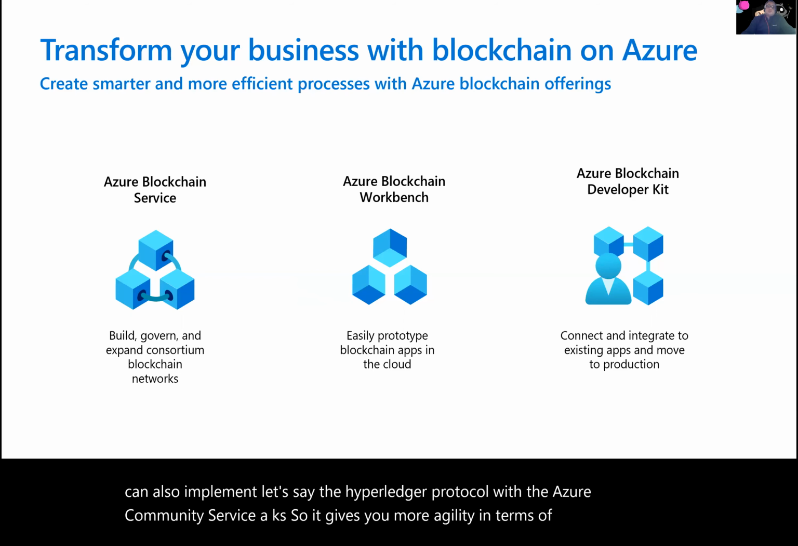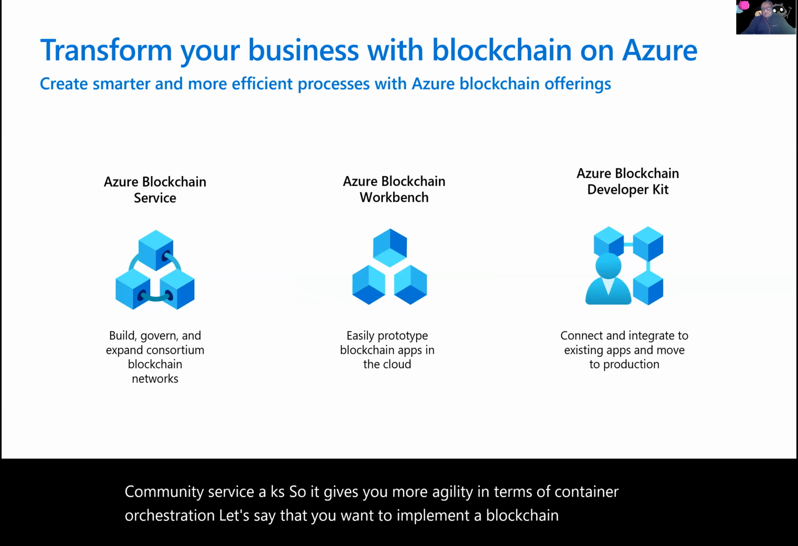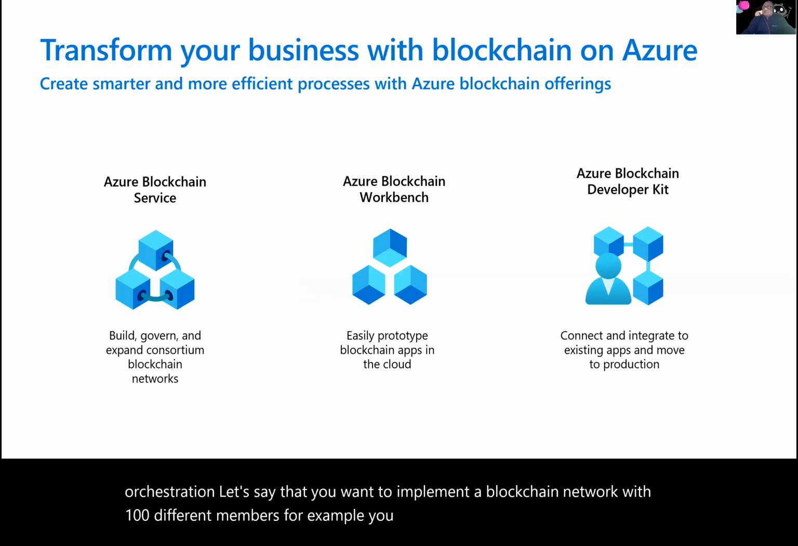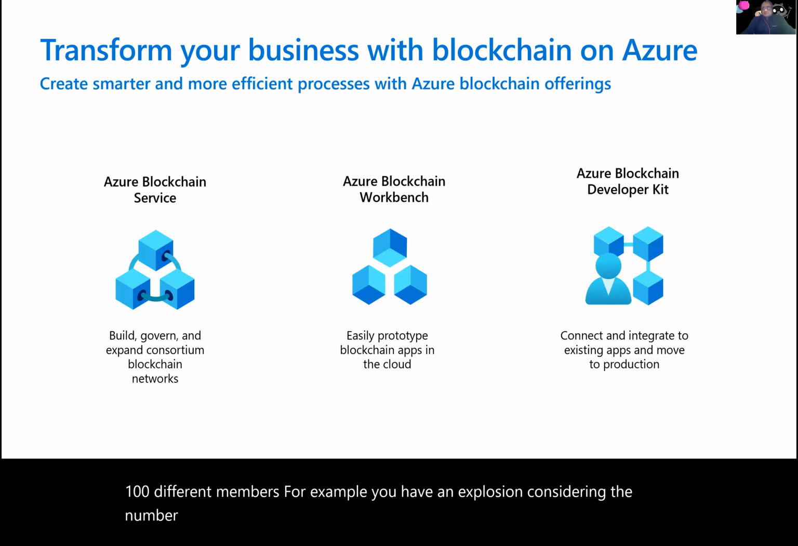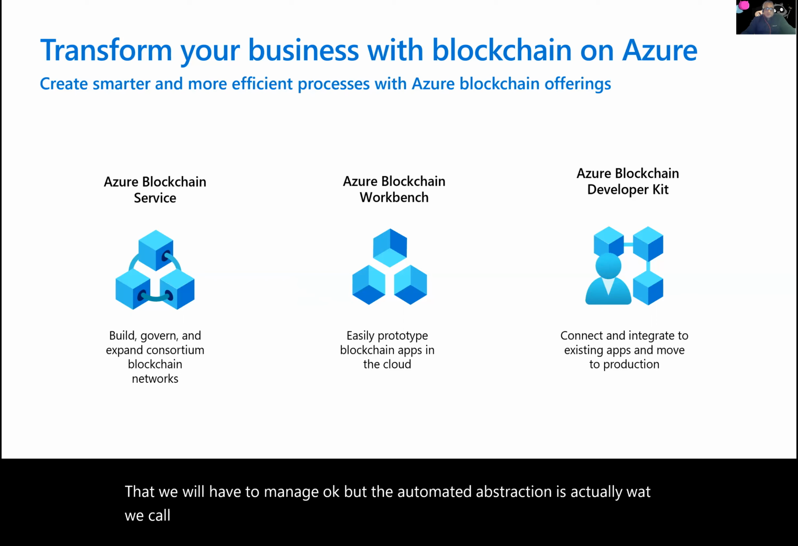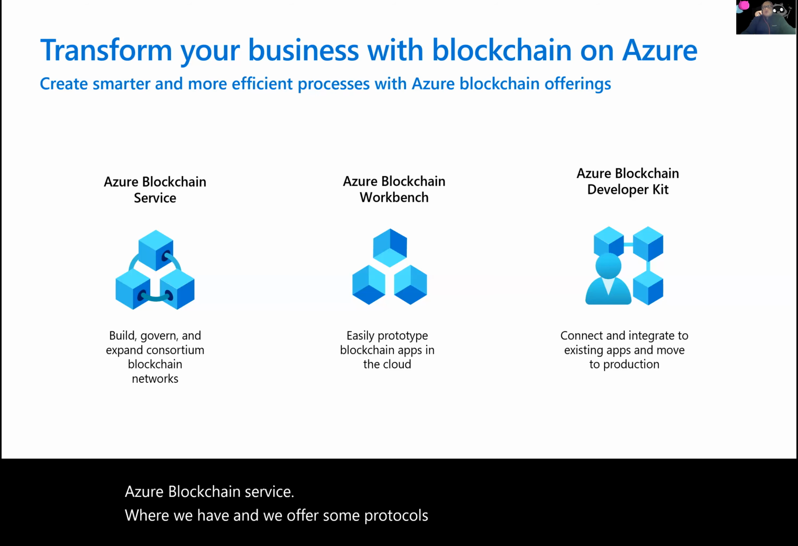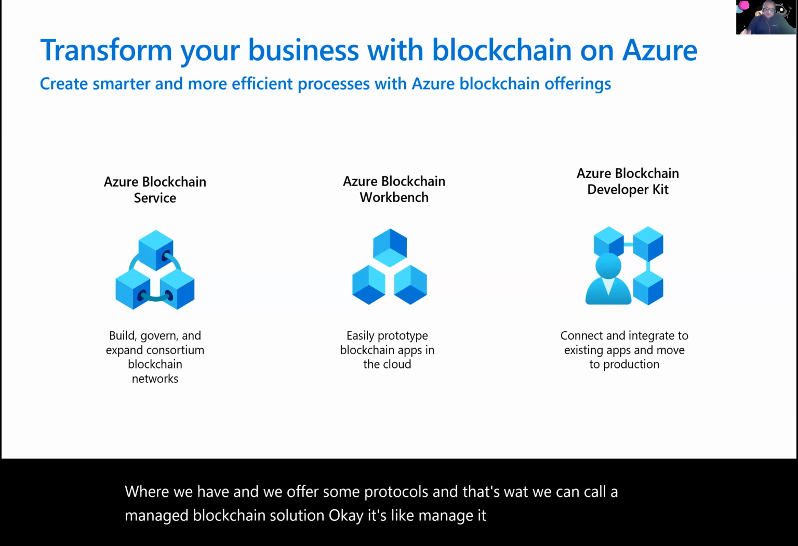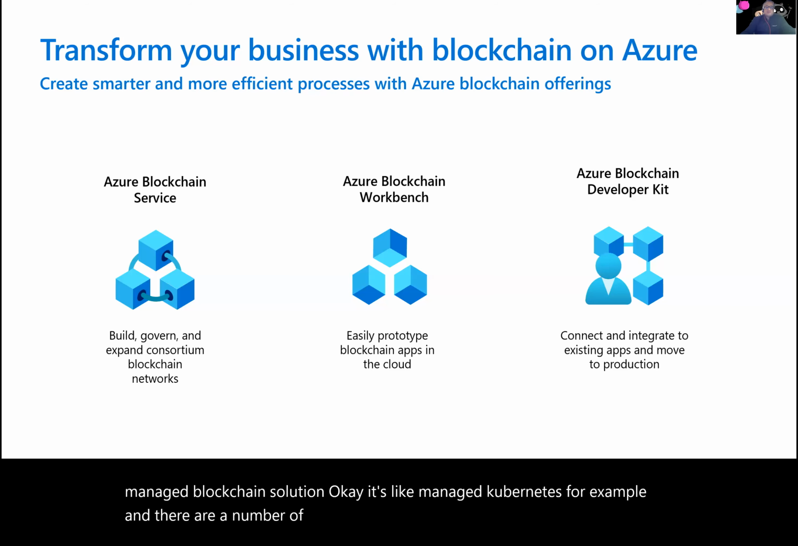Let's say that you want to implement a blockchain network with 100 different members. For example, you have an explosion considering the number of nodes and all those configuration items that I talked about that we will have to manage, okay? But the ultimate abstraction is actually what we call BaaS, or blockchain as a service. And we do have a service, and it is called Azure Blockchain Service, where we offer some protocols, and that's what we can call a managed blockchain solution. Okay, it's like managed Kubernetes, for example.